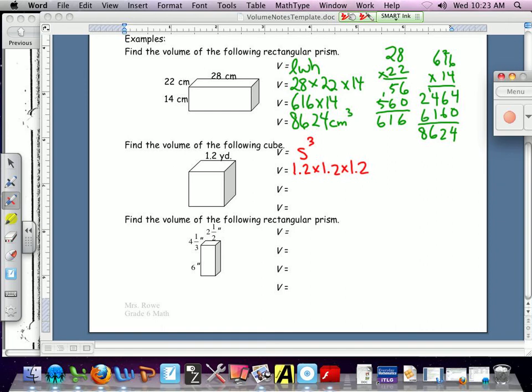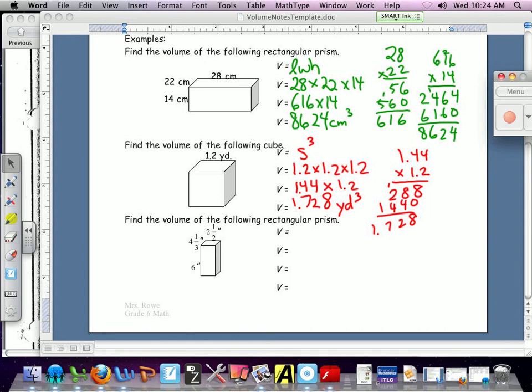So to do my first 1.2 times 1.2, raise your hand if you know what 12 times 12 is. Yes, sir. 144. And I ignored 1, 2 decimal places. So that means I have to put back in 1, 2 decimal places. And again, check with the calculator though, especially when there's decimals involved. Make sure you have your decimal in the right place. Now I have 1.44 times 1.2. Go ahead and do that computation. And I ignored 1, 2, 3 decimal places. So I'm going to put back in 1, 2, 3 decimal places. And it's going to be yards cubed.